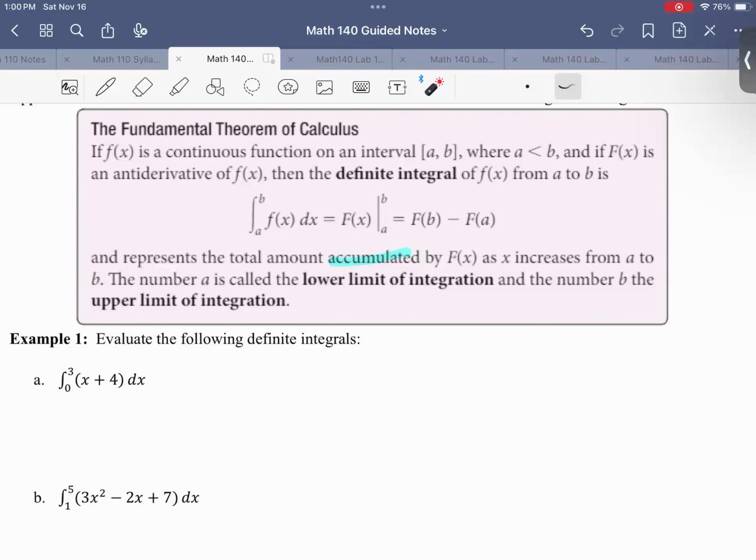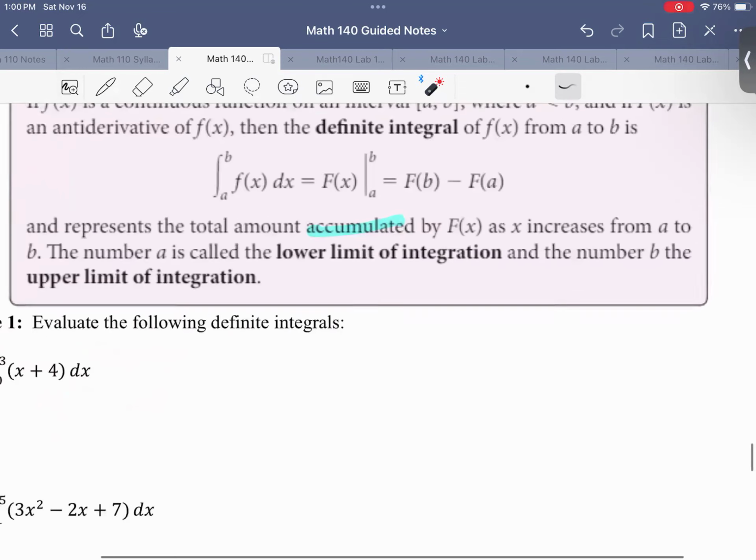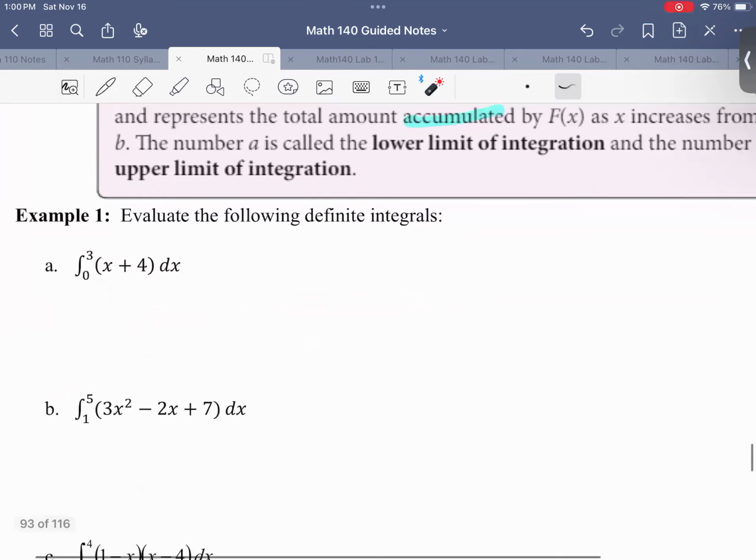Okay, welcome back. So here we're going to apply the fundamental theorem of calculus that we previously learned to regular functions. Now, these are what most typically would be asked of you. Just find the integral of a function from a to b. So let's look at example A. Example A is the integral from 0 to 3 of the function x plus 4.